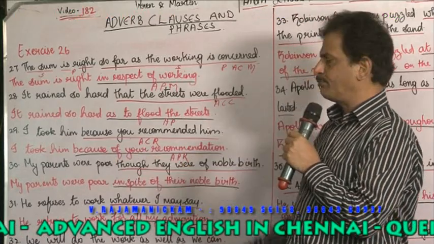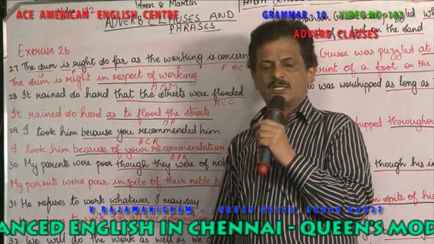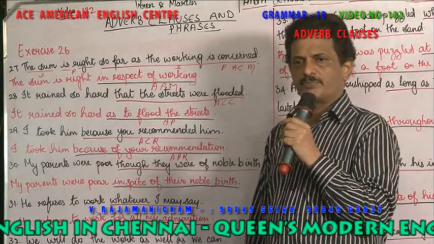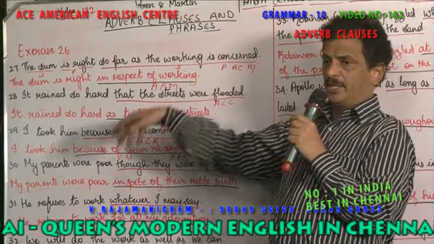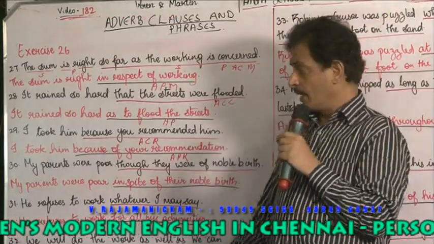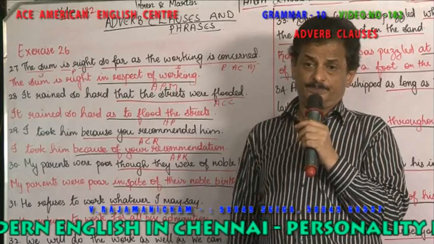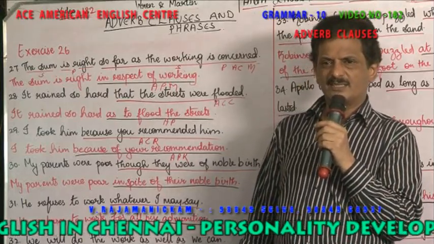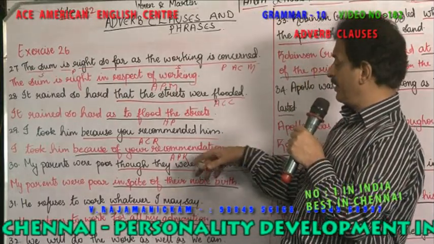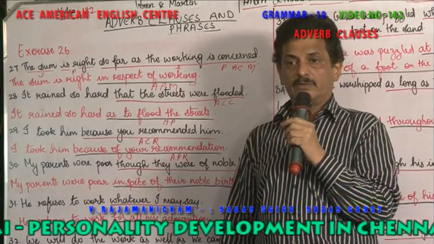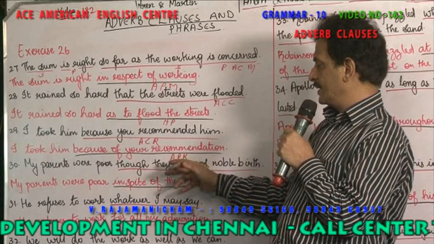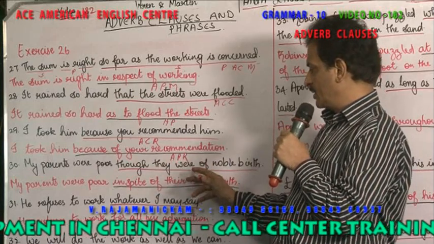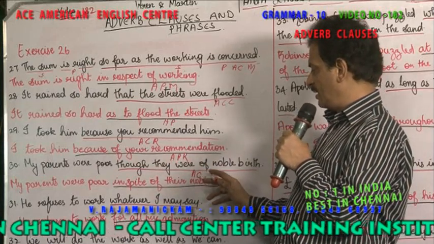My parents were poor. It's a full sentence. My parents is the subject. Were poor is the predicate. The verb is there. Full sentence. They were of noble birth. It is a full sentence. My parents were poor. What is the concession? What is the extra thing there? Though they were of noble birth. Even though they were of noble birth, they were poor. They is the subject, and the verb is there. So, it becomes an adverbial clause of concession.